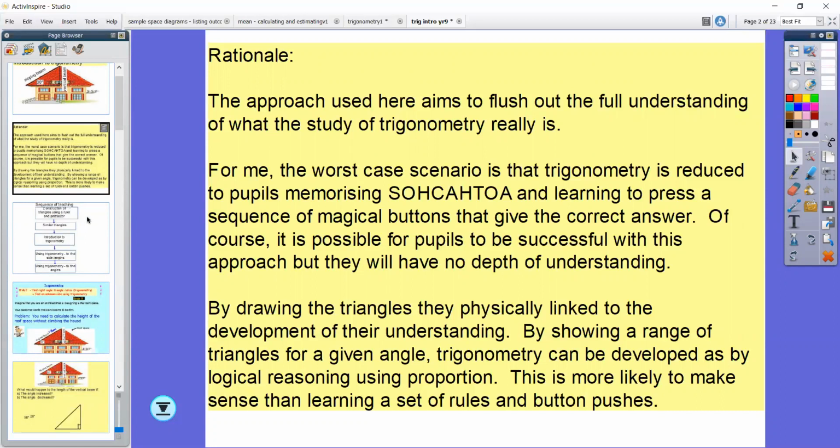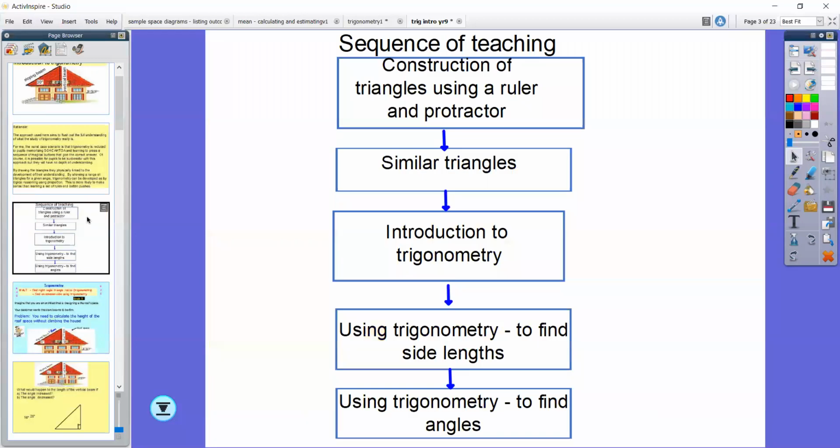Right, sequence of teaching. Hopefully I've got all the orders right here. I've got construction of triangles using a protractor, similar triangles. Great if you've done similar triangles, because, as I said, the logical argument here uses proportion, so you can use that argument from similar triangles. You don't necessarily need similar triangles, I don't think, to actually understand it. But if you've done similar triangles, ideally, I think it means that this all fits into current understanding. Okay, we're looking really at the introduction to trigonometry today.